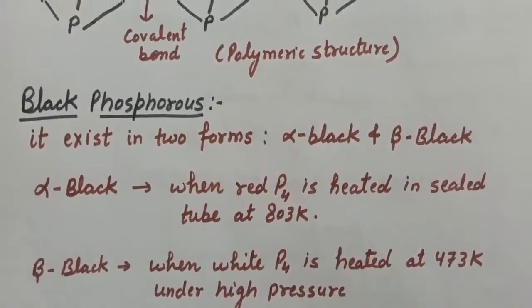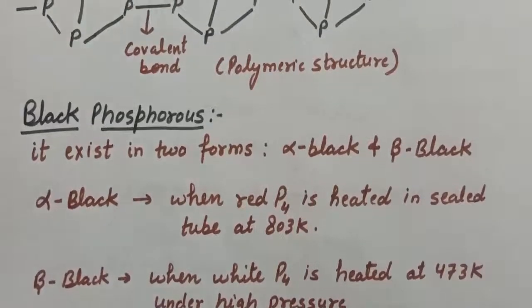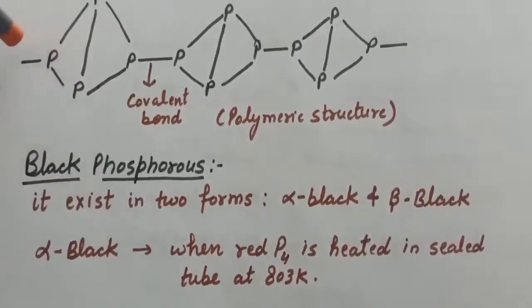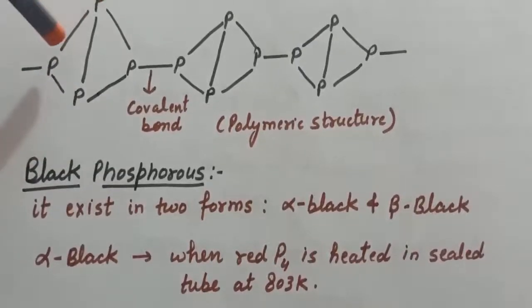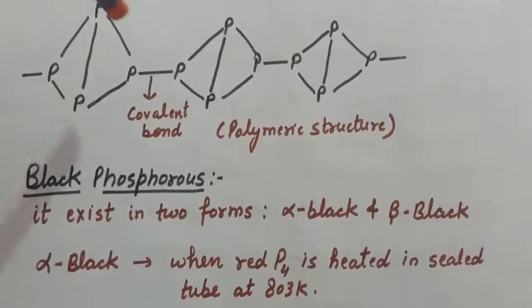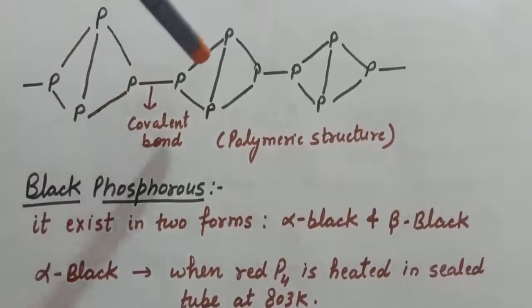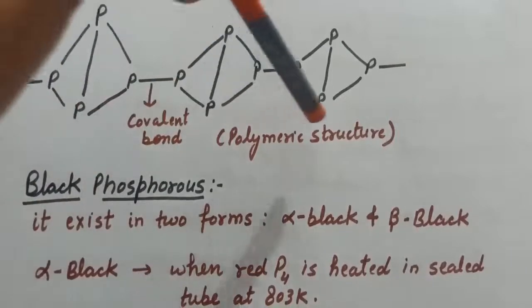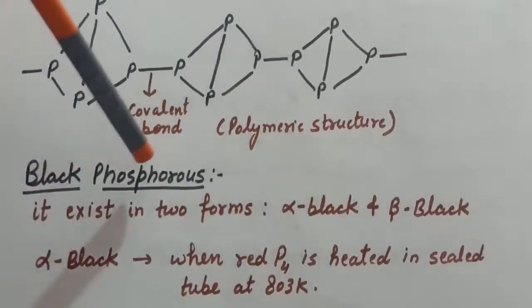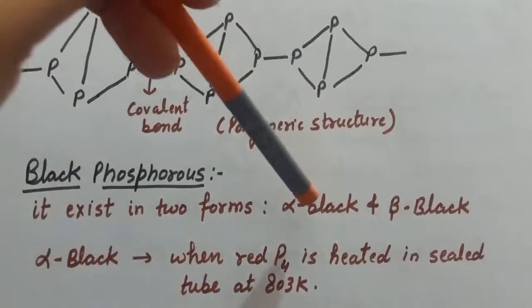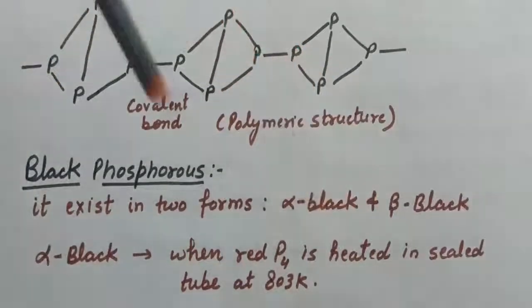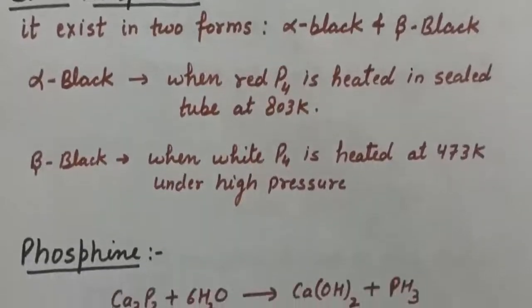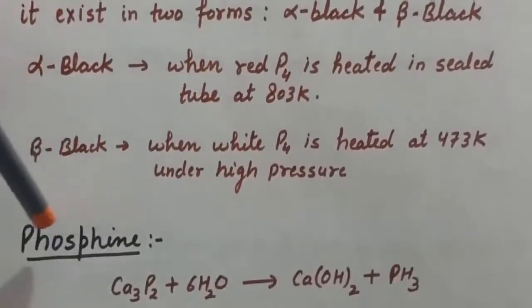So these are the three allotropic forms of phosphorus: white phosphorus, red phosphorus, black phosphorus. White phosphorus is more reactive and red phosphorus is less reactive as compared to white phosphorus, and the structure of red phosphorus is that P4 units are linked to one another via covalent bonds, that is, a polymeric structure. And in case of black phosphorus, we have two forms, alpha black and beta black. Now next we will discuss the compounds of phosphorus, that is phosphine. The formula is PH3.